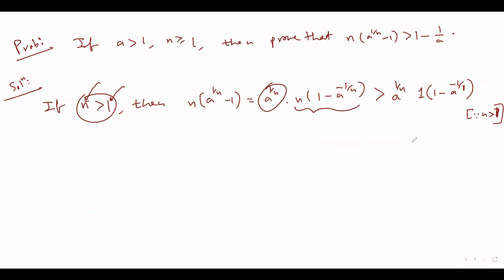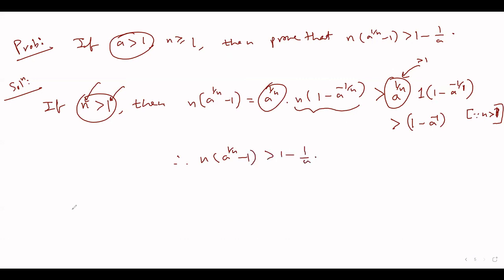Now, again, since a is greater than 1, this is also greater than 1. So that is why this expression is even further greater than 1 minus a inverse 1, because this factor is actually greater than 1. So what we have proved is exactly what we needed to prove. This is greater than 1 minus 1 over a.